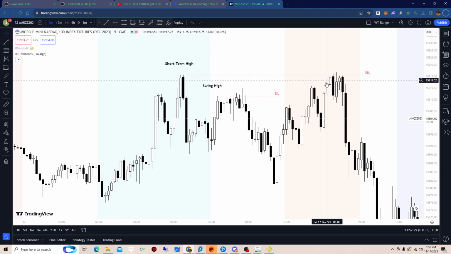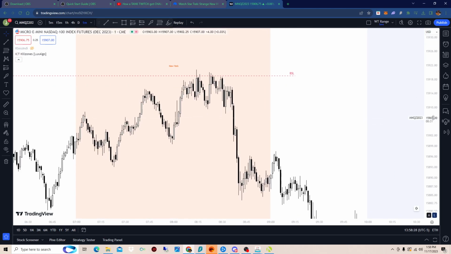And then this is where we can go into the market and look for our market structure shifts, our breaker blocks, our fair value gaps, mitigation blocks, whatever you want to look for as your entry patterns. I'm just giving you the framework, and I'm going to give you a model that I'm going to be using to find these setups while I'm backtesting.